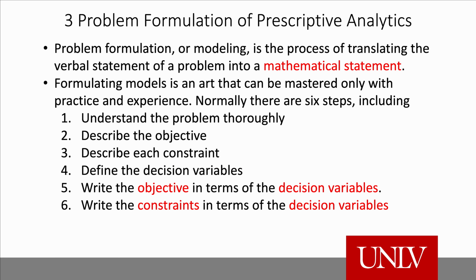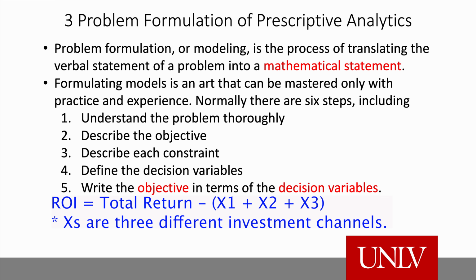So, once the variables are set, we write the objective function using the variables. This describes what we want to achieve, usually maximizing profit or minimizing cost. For example, we want to maximize the ROI, the return on investment, which we can compute as the total return minus the three different advertisement spends as the investment across the different channels.